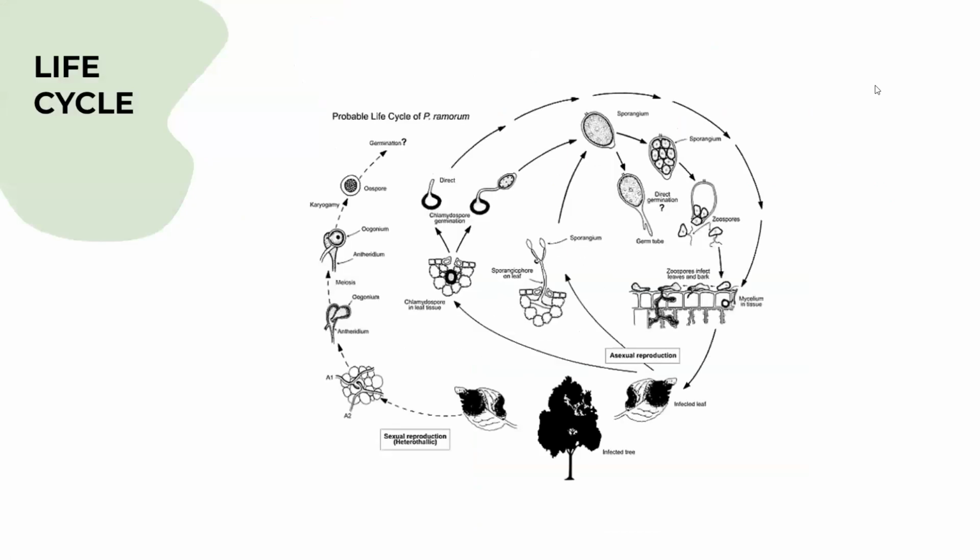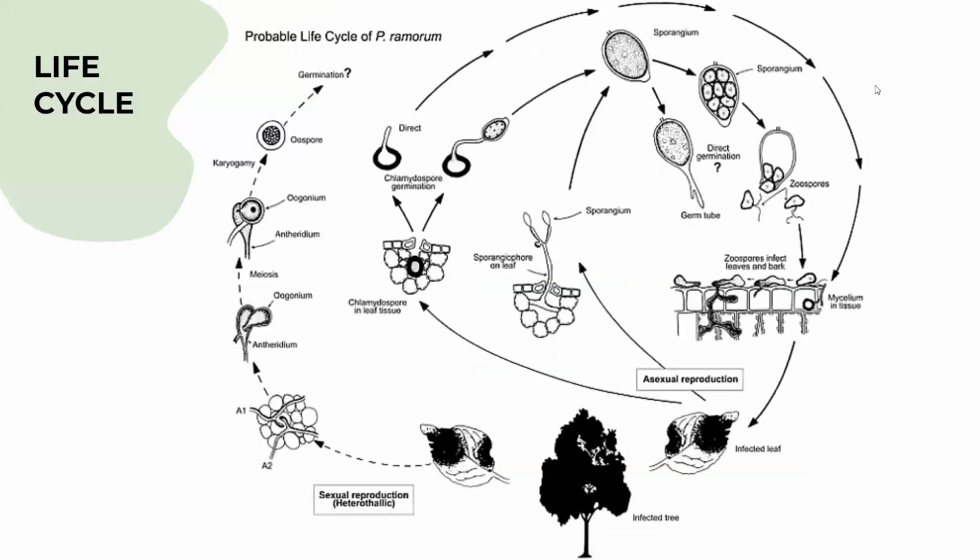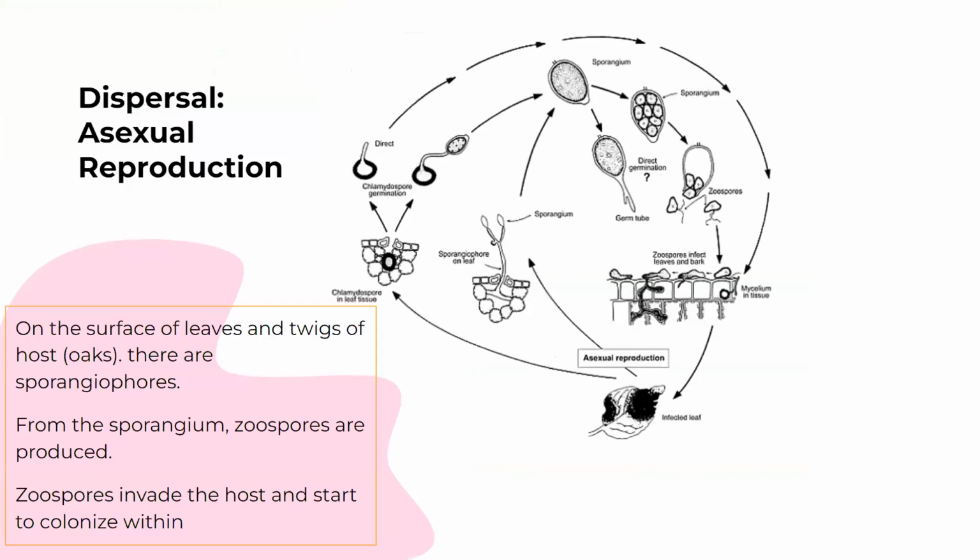Now, let's get into the life cycle of the pathogen. This is an image from Washington State University that gives an overview of it. We can see that on the right of the image, there are many pathways that P. ramorum goes under to reproduce. However, we will focus on just one of them. There are two cycles in which P. ramorum disperses itself. First, there's asexual reproduction. The surface of infected leaves and twigs hosts sporangiophores. A structure called the sporangium produces zoospores that can invade the host and start to colonize within.